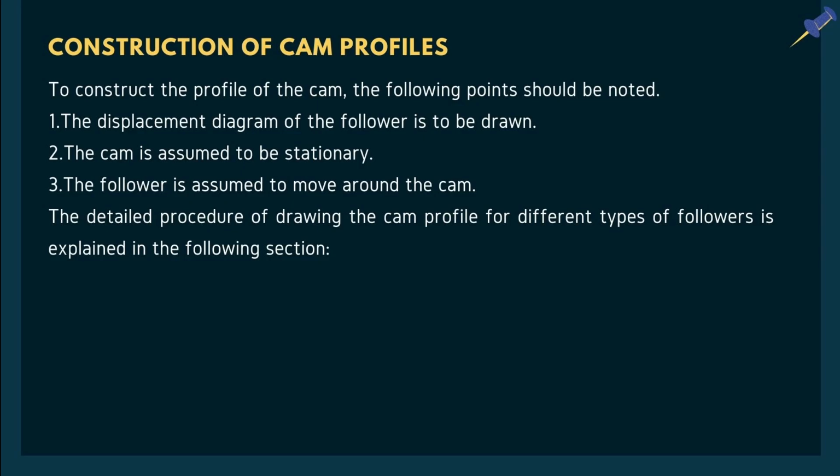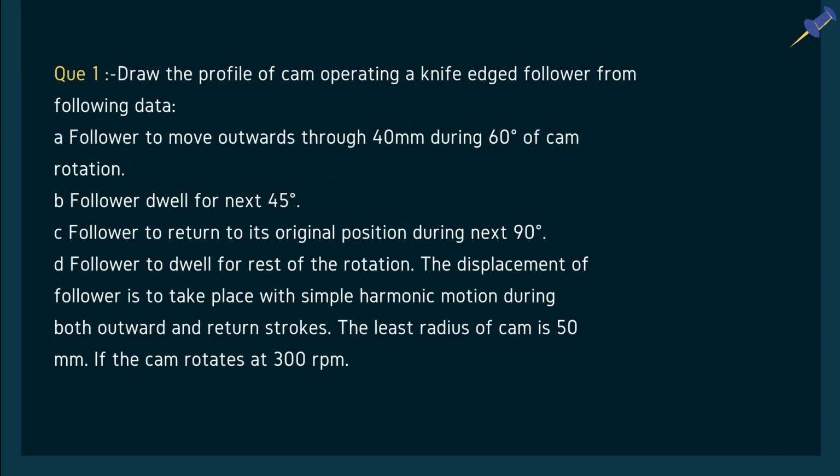Let's discuss one example. Example number 1. To draw the profile of a cam operating a knife edge follower from the following data. Follower to move outwards through 40 millimeter during 60 degree of cam rotation. Second, the follower dwells for the next 45 degree. Follower to return to its original position during the next 90 degree. Follower to dwell for the rest of the rotation. The displacement of the follower is to take place with simple harmonic motion during both outward and return stroke.